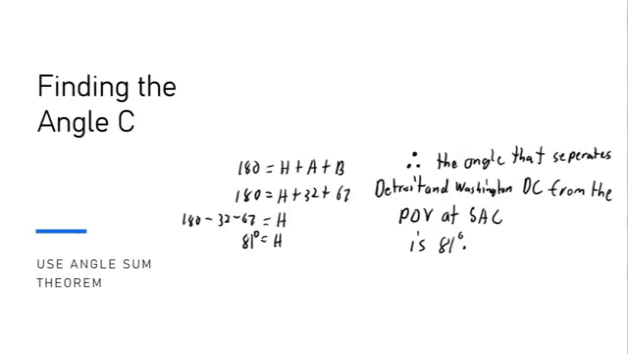Finding the angle C. Angle C was found by using the angle sum theorem, which states that all interior angles of a triangle have to add up to 180 degrees. Using this, I just subtracted 32 and 67 from 180, which allowed me to find the angle of 81 degrees. And therefore, the angle that separates Detroit and Washington, D.C. from the point of view at Sac is 81 degrees.